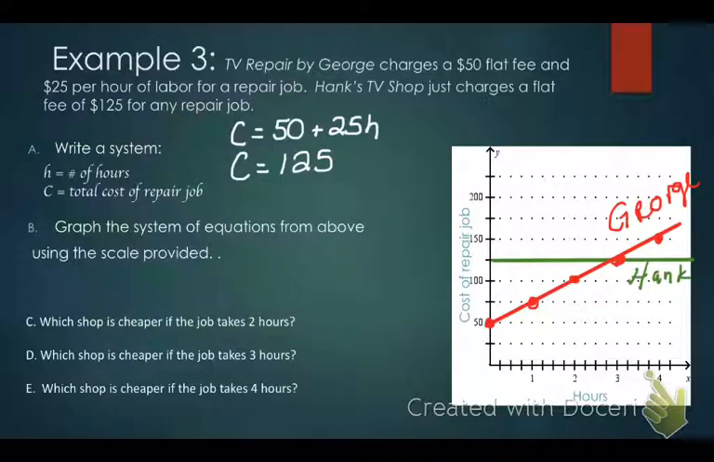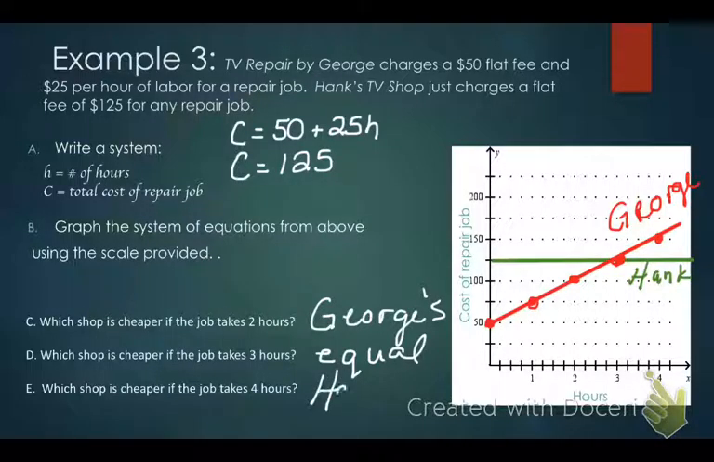Alright, now, based on these, I'm going to analyze and answer the question. So, which shop is cheaper if the job takes 2 hours? Well, the cost is on the y-axis. So, that would be the red, which would be George's shop. If it takes 3 hours, they're equal. Both shops will charge exactly the same amount. And at 4 hours, the one that's cheaper, well now Hank's is lower.